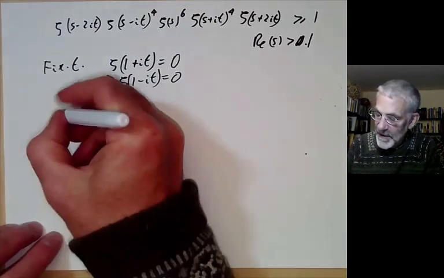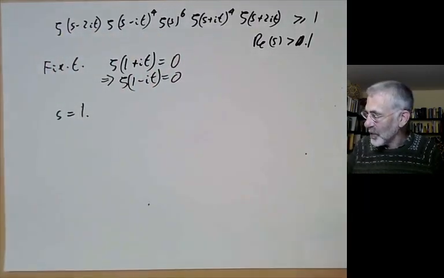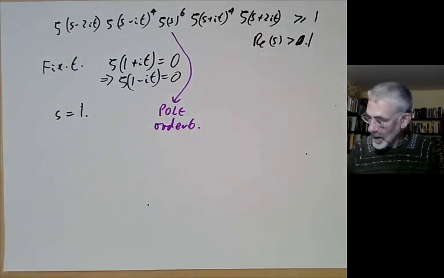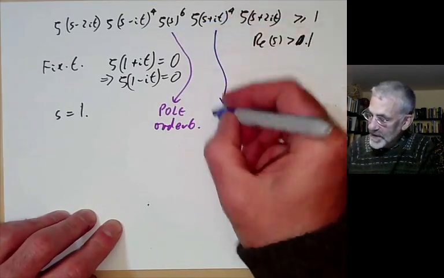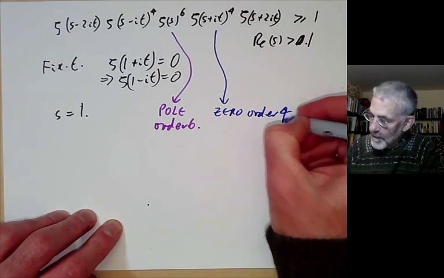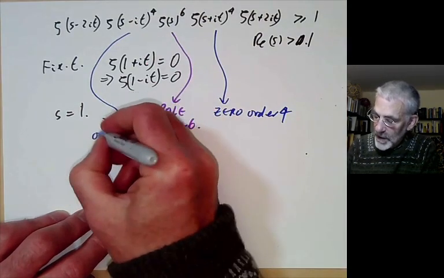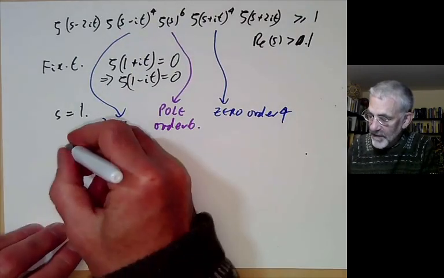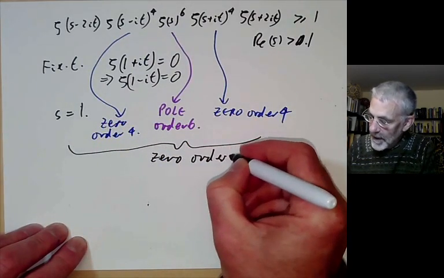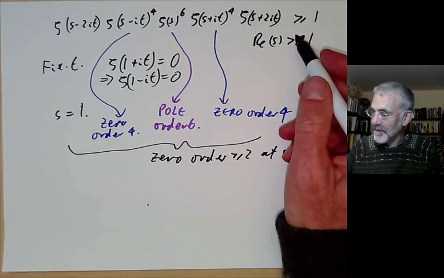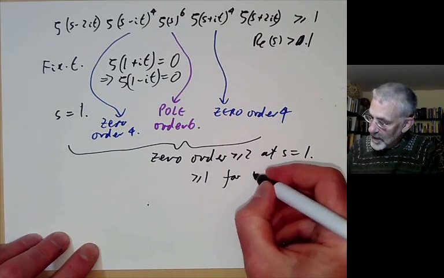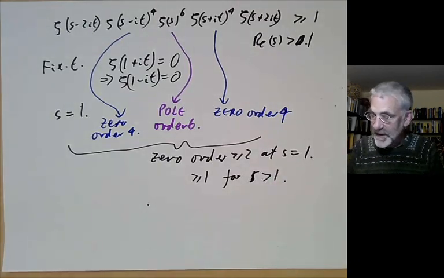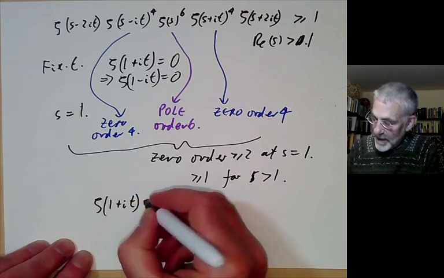Now let's take a look at what happens at the point s equals 1. All of these become meromorphic functions. At the point s equals 1, this thing has a pole of order 6, and zeta of s plus it has a zero of order 4, and this also has a zero of order 4. So altogether, this has a zero of order at least 8 and a pole of order at most 6. So altogether, this function has a zero of order at least 2 at s equals 1. This contradicts the fact that it's greater than or equal to 1 for s greater than 1. If it's at least 1 for s greater than 1, it can't suddenly become 0 at s equals 1. So this is a contradiction. So zeta of 1 plus it cannot be equal to 0.